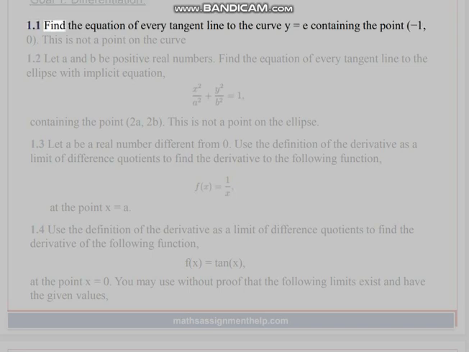Goal 1. Differentiation. 1.1 Find the equation of every tangent line to the curve y equals e containing the point (-1, 0). This is not a point on the curve.